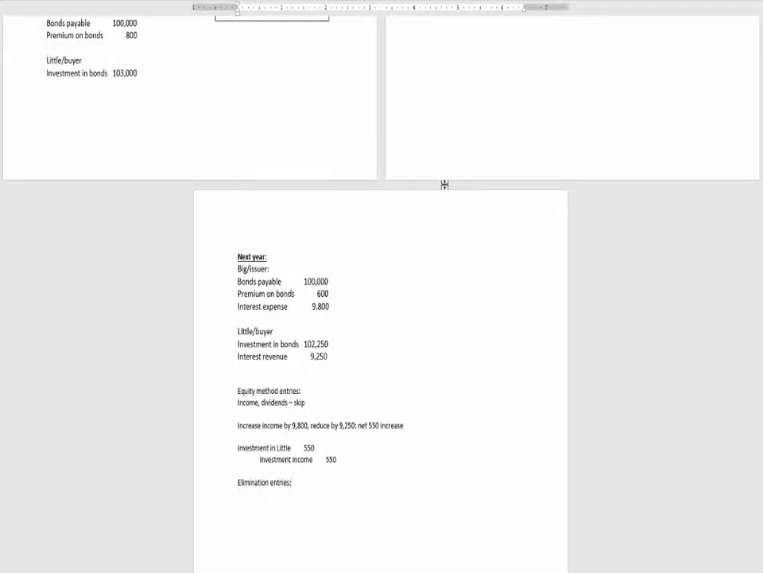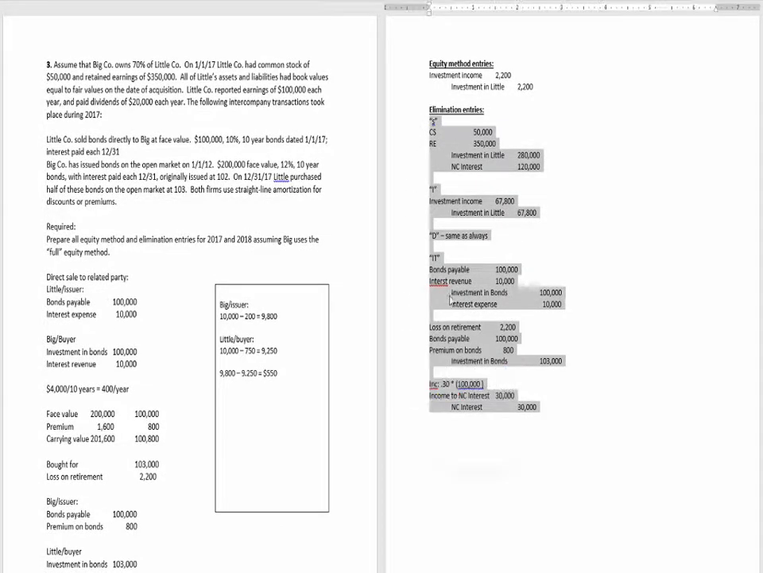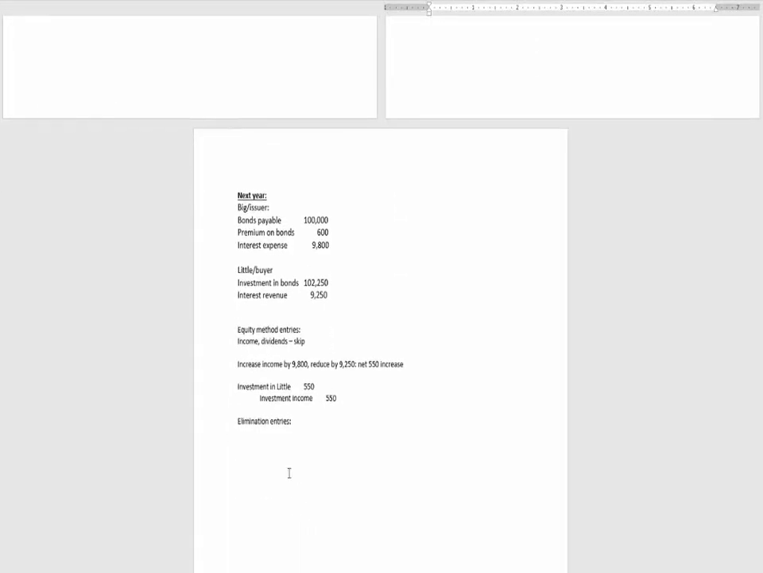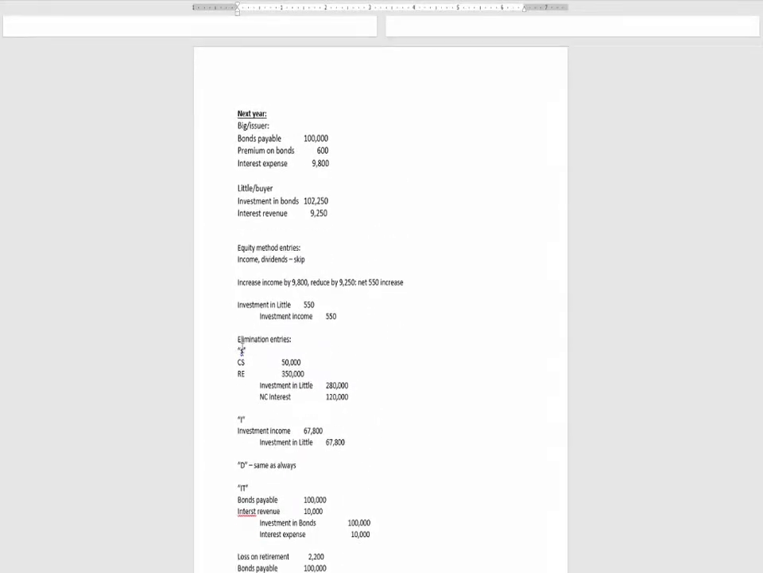Our elimination entries. Okay, and again, I'm just going to copy these and change the numbers as appropriate. Okay, the first one. Retained earnings the second year will have risen. Last year's retained earnings was $350,000. Beginning retained earnings was $350,000. They made $100,000. They paid $20,000 in dividends. So this is now up to $430,000.